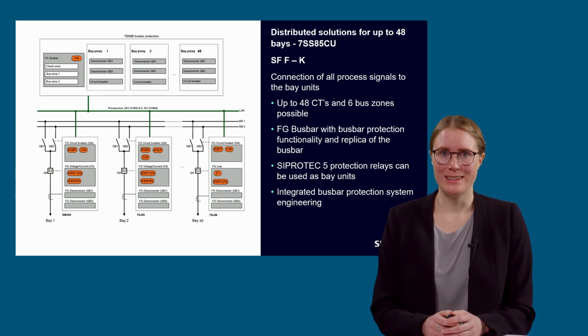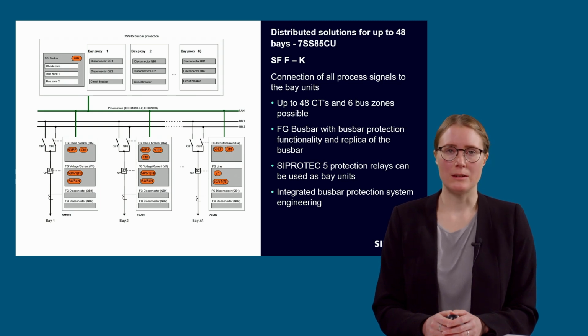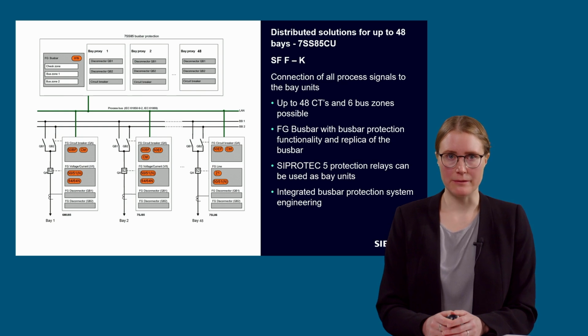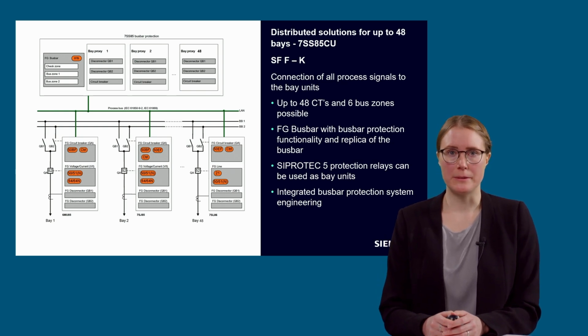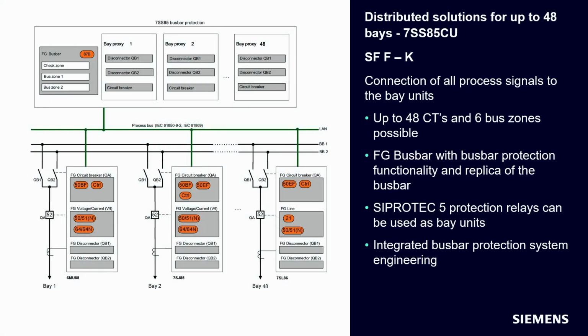With the 7SS85CU solution, a setup with up to 48 measuring points and 6 bus zones is possible. Also, in the 7SS85CU solution, every Sipotec 5 device can be used as a merging unit. The requirement to the device hardware of the 7SS85 is to have an Ethernet BD module for 16 measuring points each. With 3 modules, one comes then to 3 times 16 measuring points, which are altogether possible.